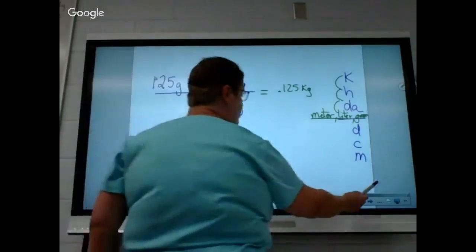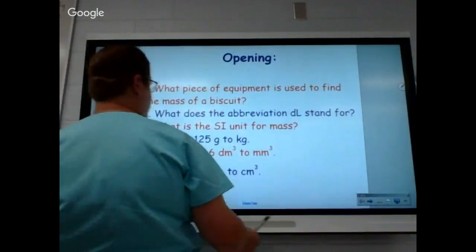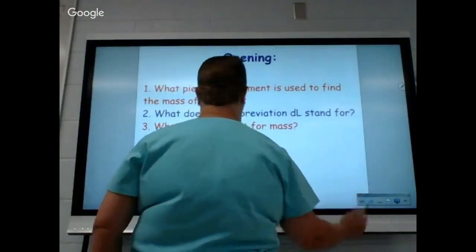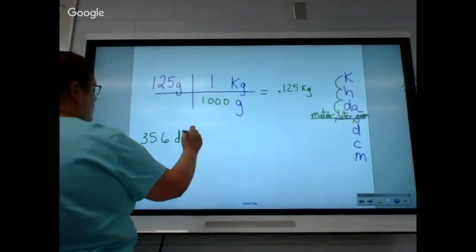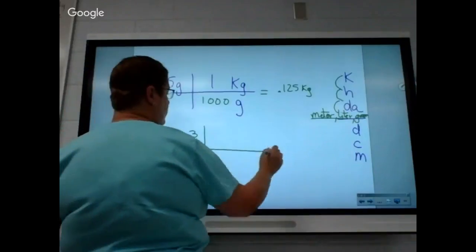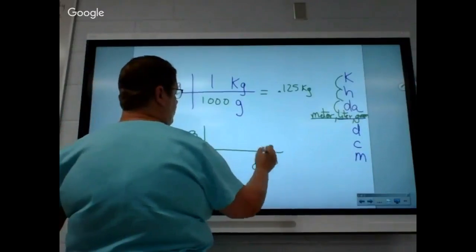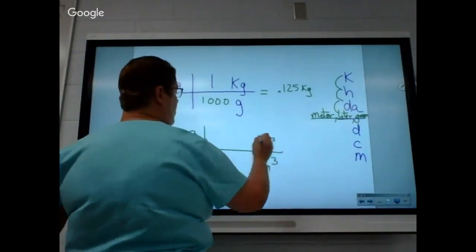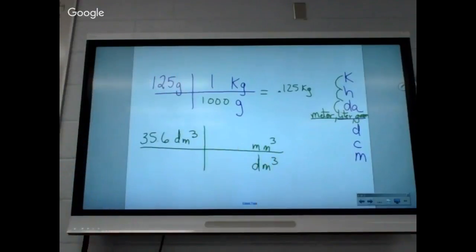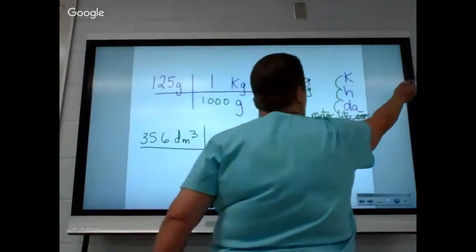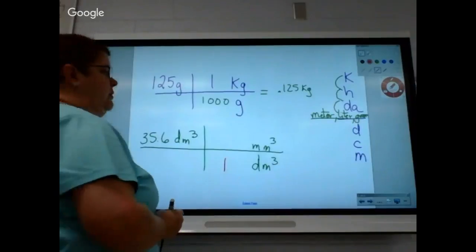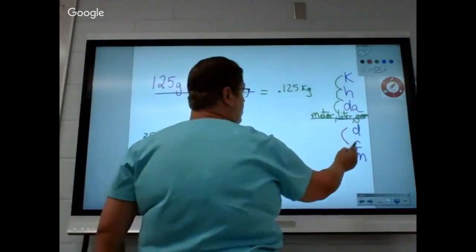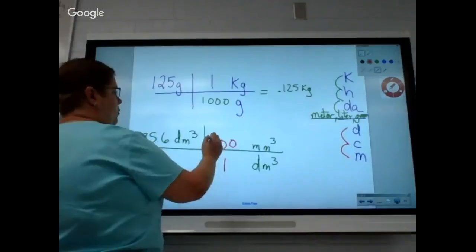All right, number 2. We had 35.6 decimeters cubed, and we're going to millimeters cubed. So decimeters cubed on the bottom, millimeters cubed on the top. All right, who's bigger? Okay. So decimeter here. And how many spaces between deci and milli? 2. So 2 zeros and a 1.